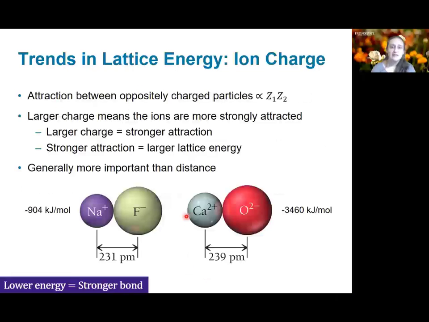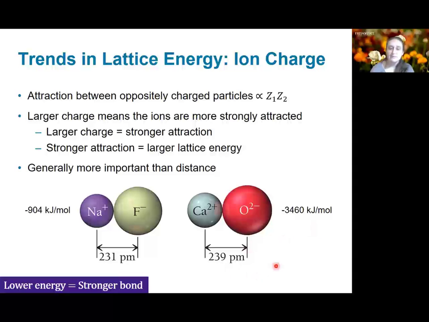So first, let's look at the ion charges. If you have a larger charge, that means the ions are going to be more strongly attracted together, and therefore we're going to have a higher magnitude of the lattice energy. And so here's an example where we have sodium fluoride, which has a +1 charge on the sodium and a -1 charge on the fluorine. And that has a lattice energy of -904 kilojoules per mole. The compound consisting of calcium with a 2+ charge and oxygen with a 2- charge has a lattice energy that's not quite, but nearly 4 times that amount.